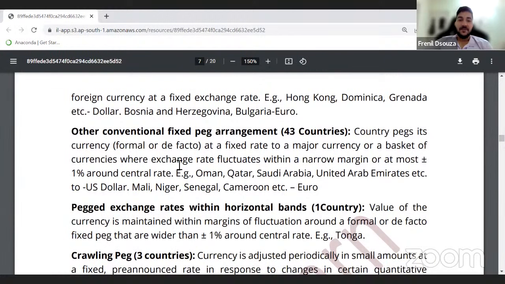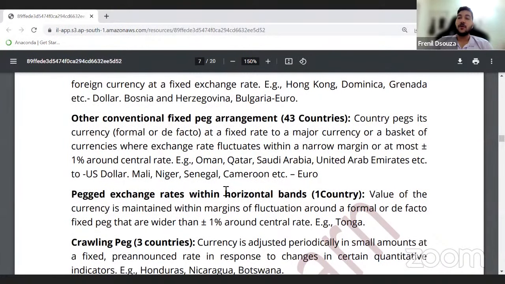A country pegs its currency at a fixed rate to a major currency or a basket of currencies, where the exchange rate fluctuates within a narrow margin of at most plus or minus 1% around the central rate. Here also it is fixed, right? The rate is fixed, but the fluctuation allows for a narrow margin of plus or minus 5%. Oh, sorry, 1%. It can go up by 1 or it can go down by 1. There are many countries which follow this.